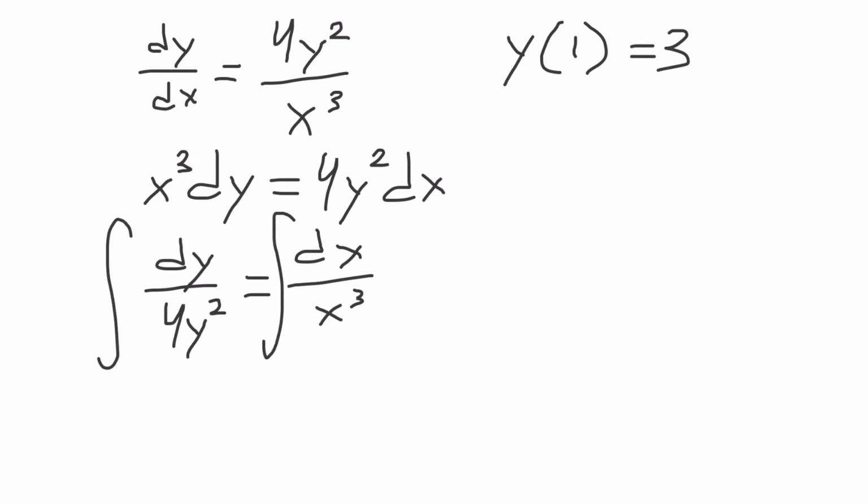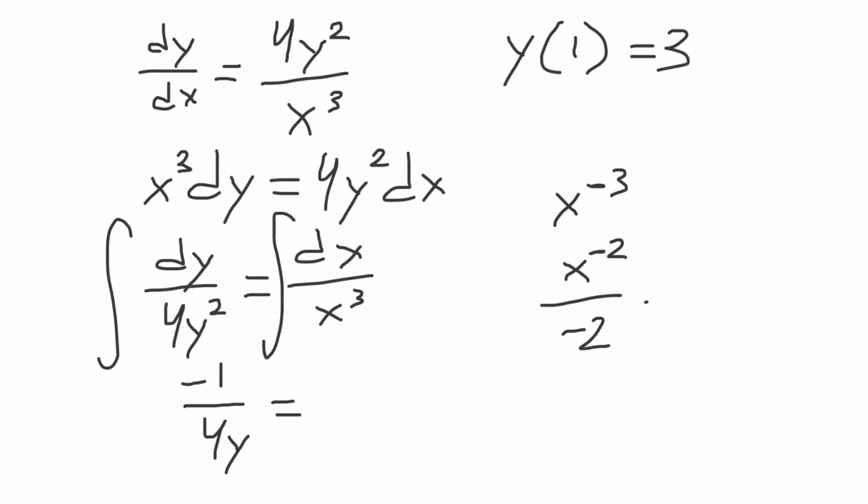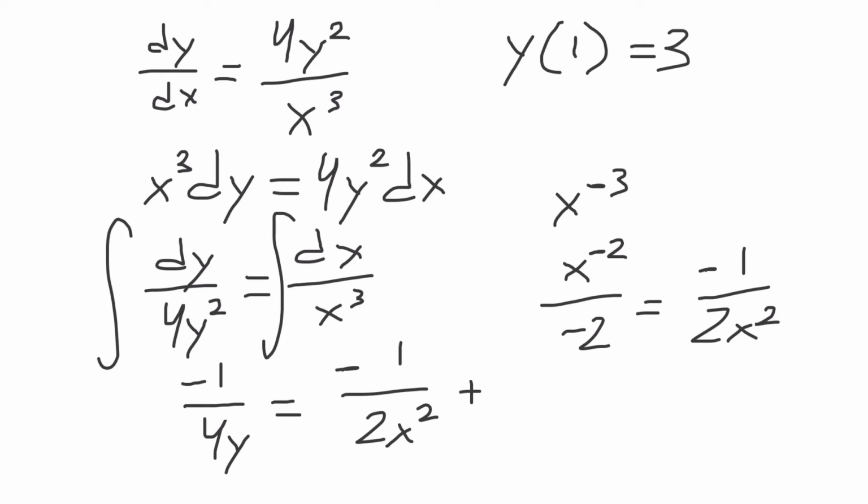We'll go ahead and integrate, and we can say that the integral of 1 over 4y squared, we know that we can take the 1/4 out as a constant, and then the integral of 1 over y squared is negative 1 over y. And so we can say that the integral of this left side expression is negative 1 over 4y. And then on the right, what's the integral of x to the negative 3? We can say that is x to the negative 2 over negative 2, which is negative 1 over 2x squared. And so we can write that right here. And remember to add your plus c.